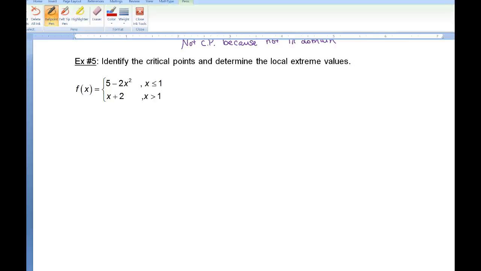Okay, so we want to identify the critical points and determine the local extreme values. So first thing we want to consider, if you look at the domain here, since it's less than or equal to 1 and greater than 1, it's all real. So we have no endpoints. So what we want to consider is where is the derivative equal to 0, and where is the derivative undefined.